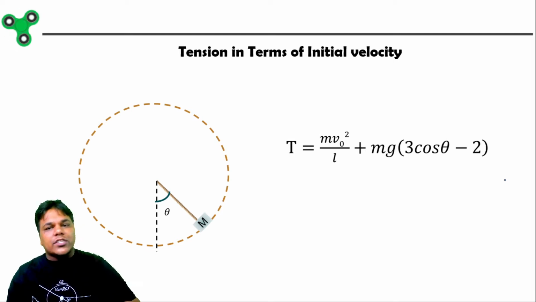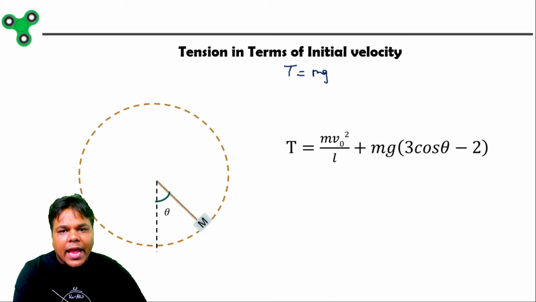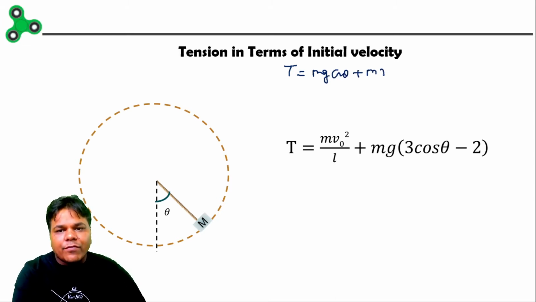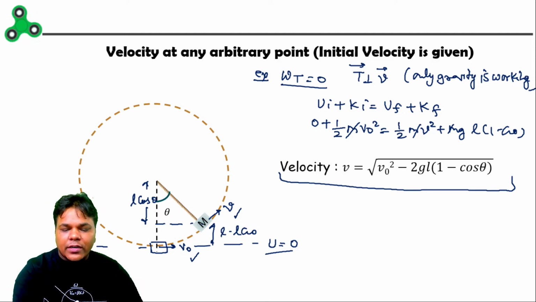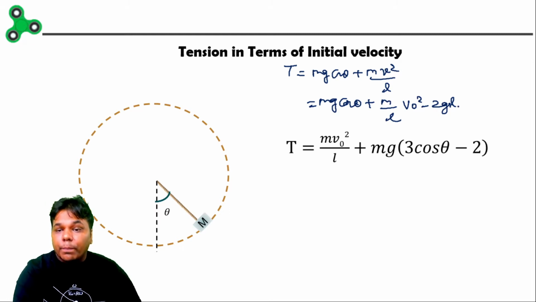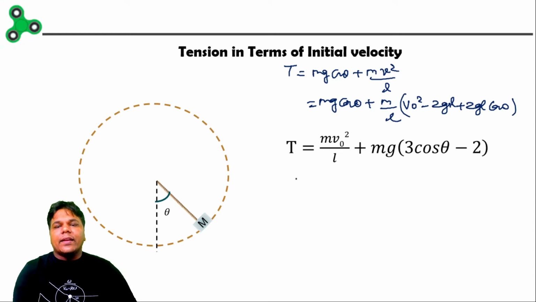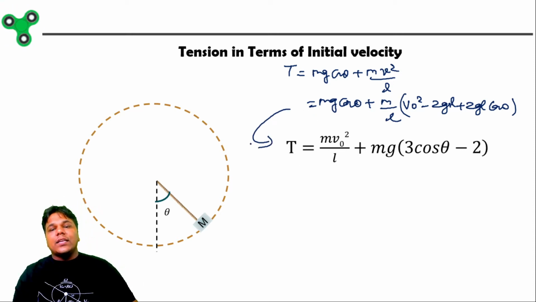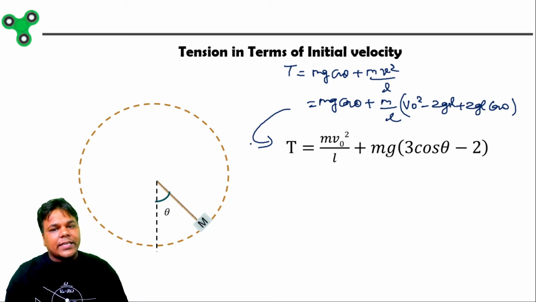Tension in terms of initial velocity. As we already studied, tension is equal to mg cos theta plus mv square by L. Now instead of v square, we can apply the formula. What is the formula for v square, guys? It is v naught square minus 2gL plus 2gL cos theta. We can multiply it and we get another formula: tension is equal to mv naught square by L plus mg into (3 cos theta minus 2).